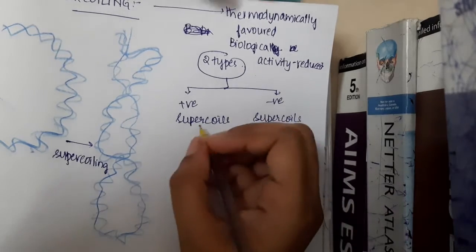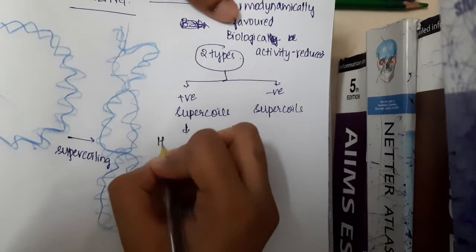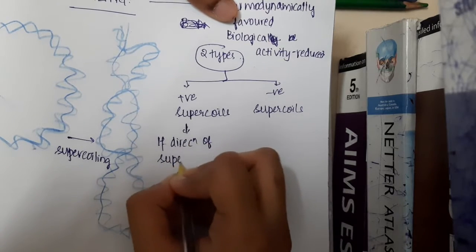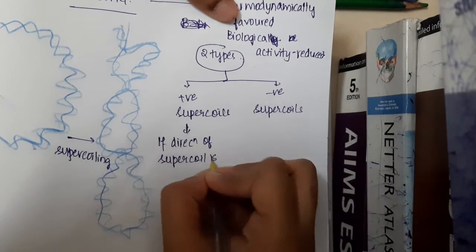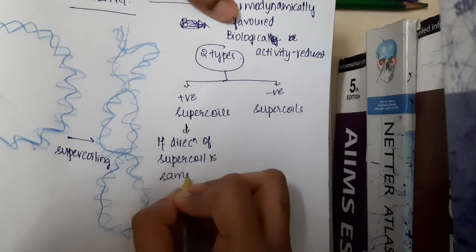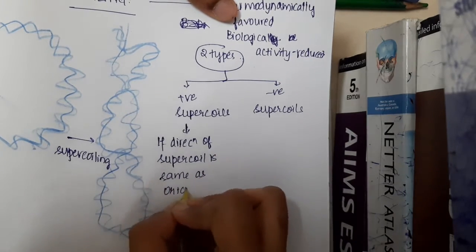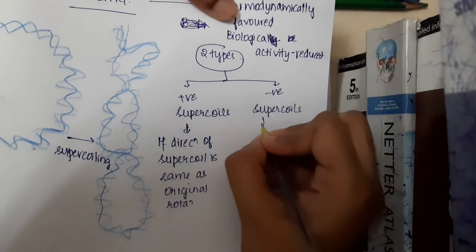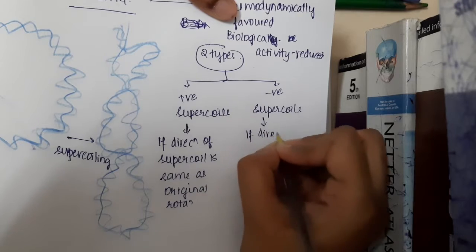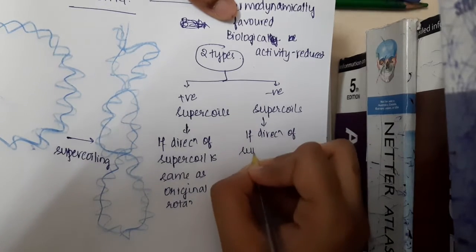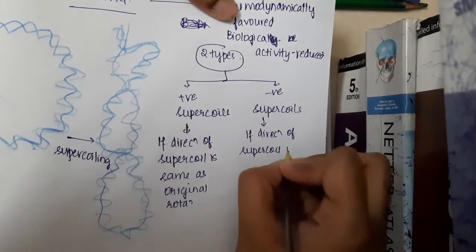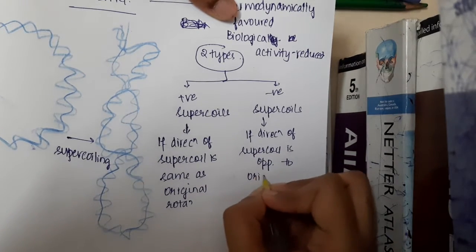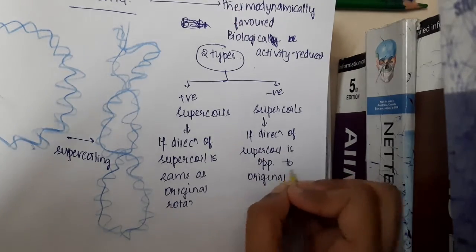If the direction of supercoil is in the direction of the original rotation, then it is a positive supercoil. And if the direction is opposite, consider a rope which is an alpha helix: if we rotate it in the same direction as the original, then it is a positive supercoil, and if we rotate it in the opposite direction, then it is a negative supercoil. What is the function of supercoiling? Again, it promotes packing of DNA into compact structures and facilitates DNA strand separation, replication, and recombination.